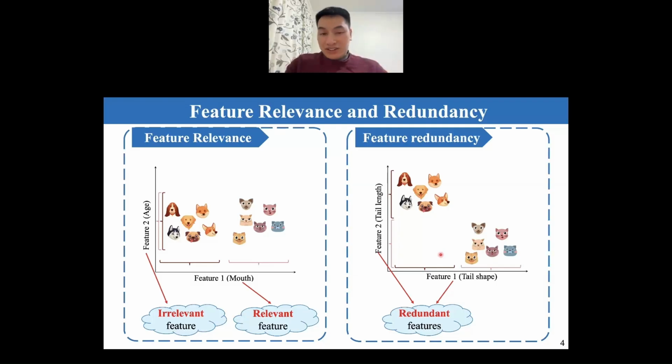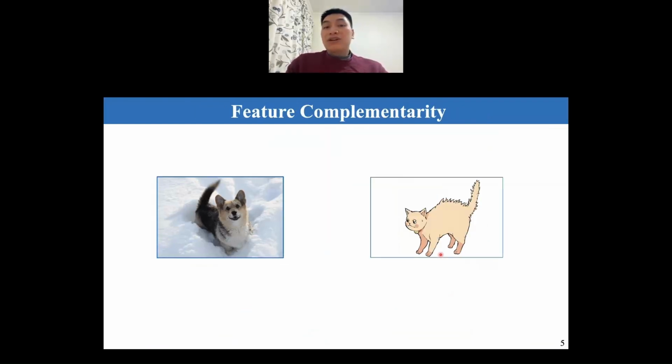However, the thing is not that simple. It's not just about removing irrelevant and redundant features. The issue here is that we also have complex interaction between features, sometimes called complementary features, which is when two individually weak features, when combined together, can form a very strong combination and provide a lot of information about the classification task.